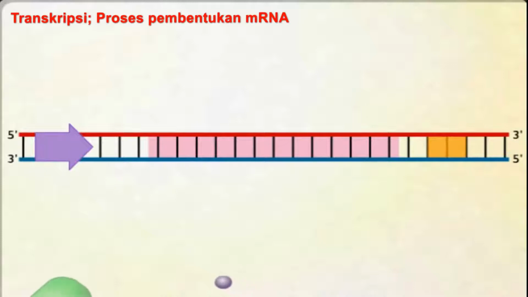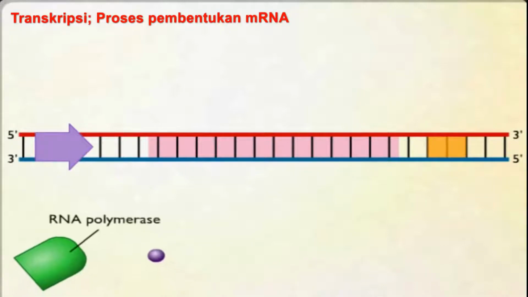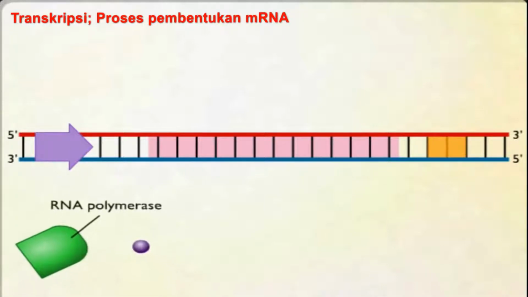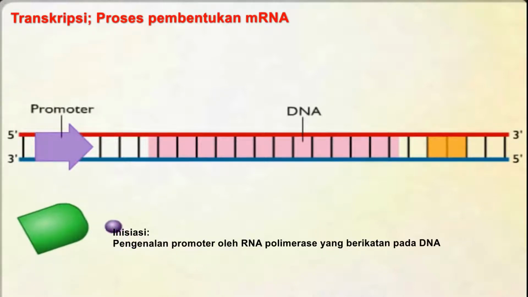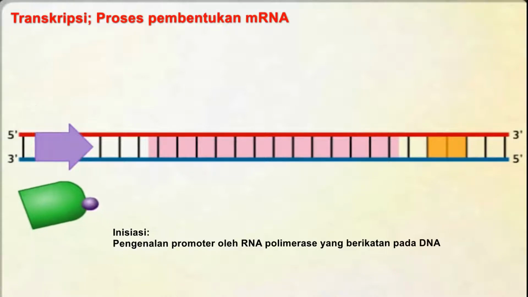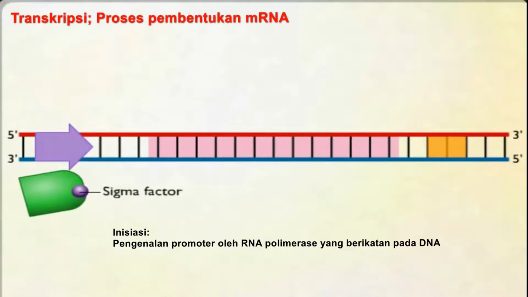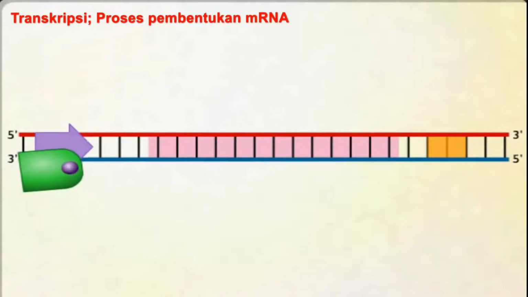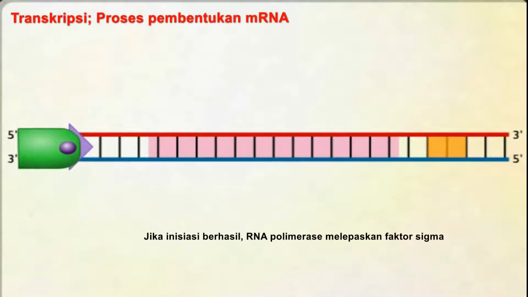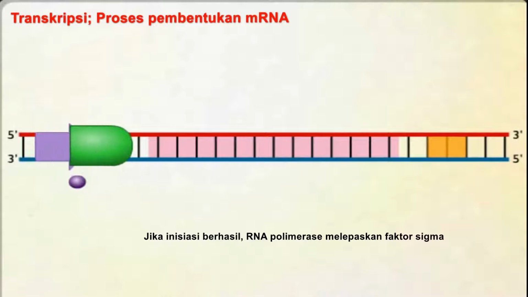The synthesis of messenger RNA is called transcription. Transcription begins when RNA polymerase recognizes and binds to the promoter region on the double-stranded DNA molecule. A particular subunit of the RNA polymerase, called the sigma factor, participates in recognition of the promoter region. Soon after transcription is initiated, the sigma factor dissociates from the RNA polymerase.